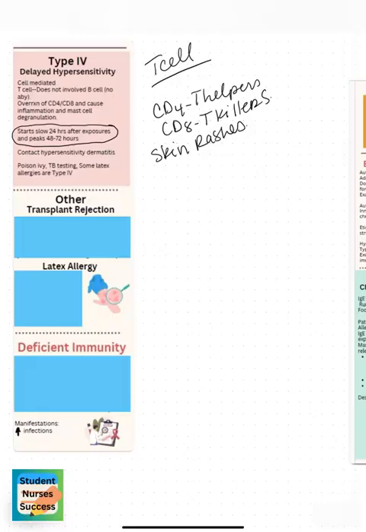The other is TB testing, the old TB testing where we actually inject a little antigen under your skin and you wait to see if you have a reaction and they check it somewhere about 2 days later. And that TB testing was kind of based off a delayed hypersensitivity reaction. So if you had TB, you would react to that antigen that they injected, but you would react for a few days.